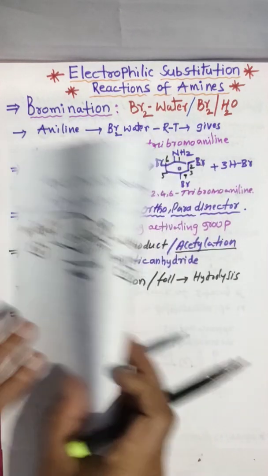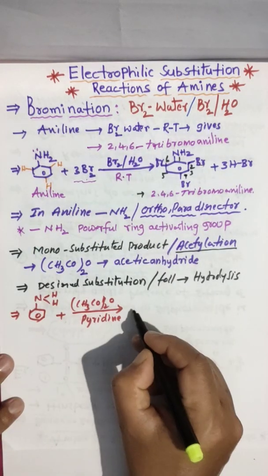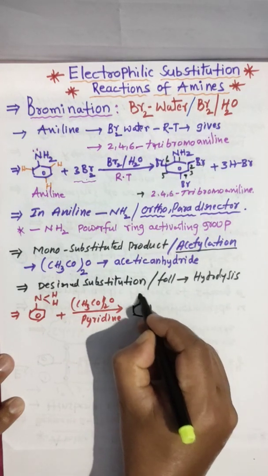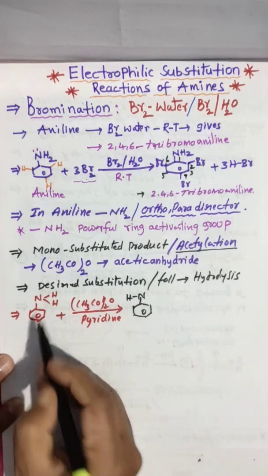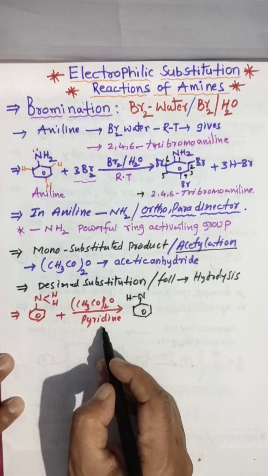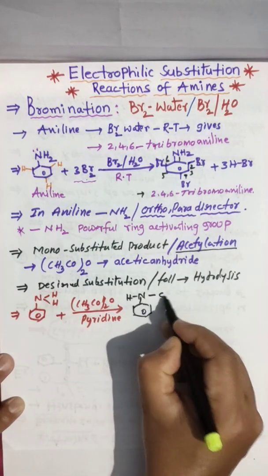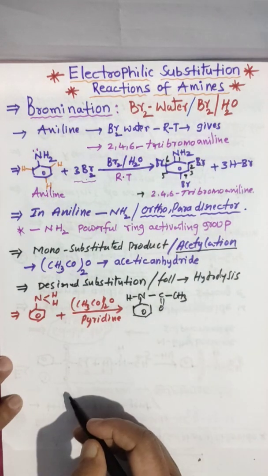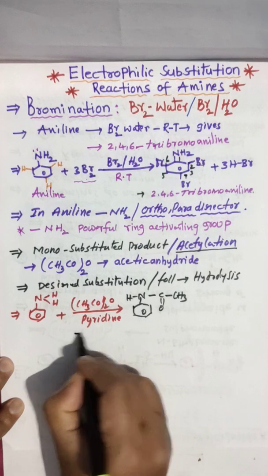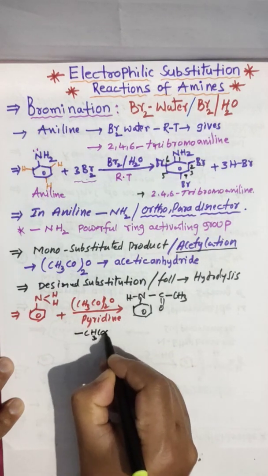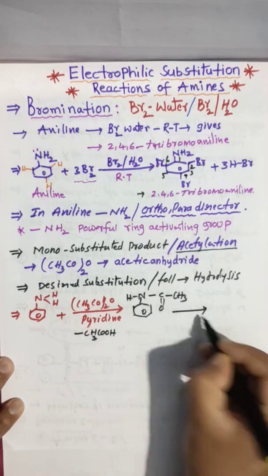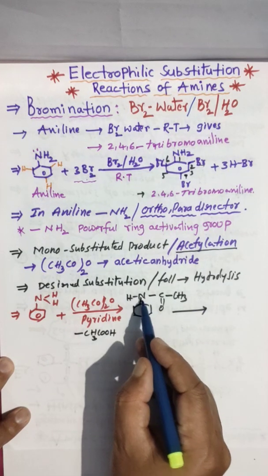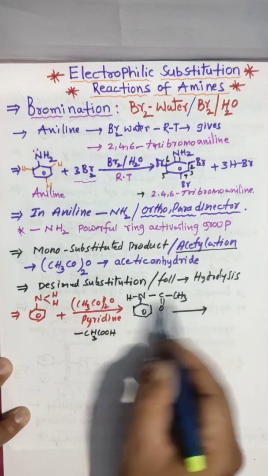This is the process. So what do you get here? Benzene ring, N with hydrogen. One hydrogen is substituted with the CH3CO group. Then you get C double bond O, CH3, by elimination of CH3COOH, giving rise to, what is the product name? We have to say N-phenylethanamide.